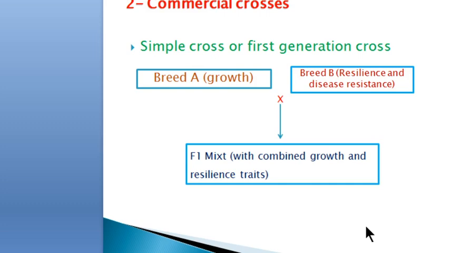Now, what about commercial crosses? We have two major types of commercial crosses. I'm just going to emphasize the classical one. We have the simple cross or first generation cross. Here you combine two breeds with different aptitudes in just one. This one is simple to achieve, and the products of this cross are directed for the market or consumption. So all the products are either slaughtered or sold.